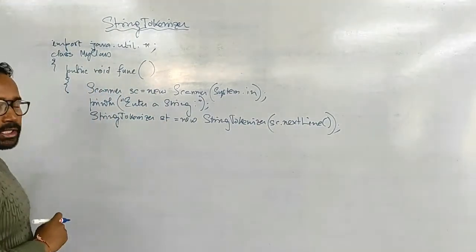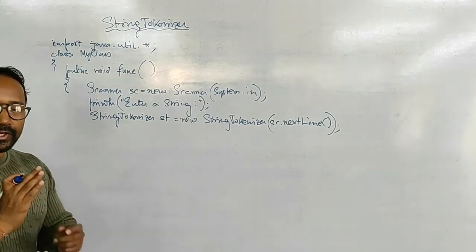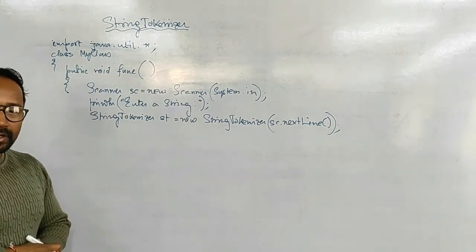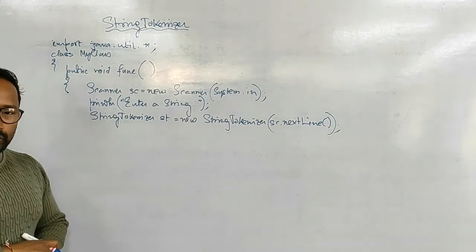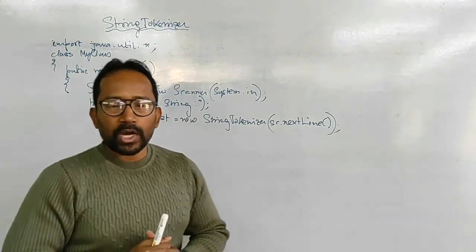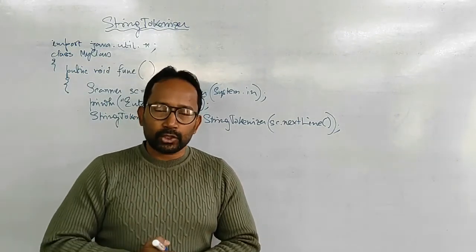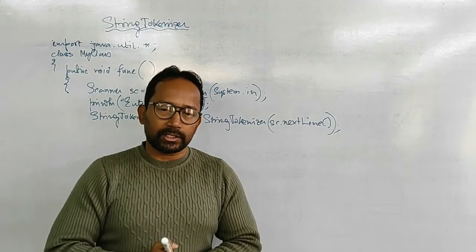Now what I will do in this program, I will display each token on a separate line. So for that we need to know how many tokens are there and we have to read out the tokens also. So two functions are there in the StringTokenizer class, those are very useful. One is countTokens to count the number of tokens, and another one is nextToken to read the token from the current cursor position.